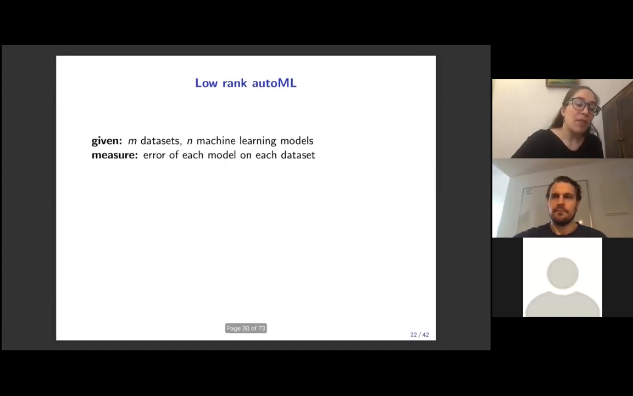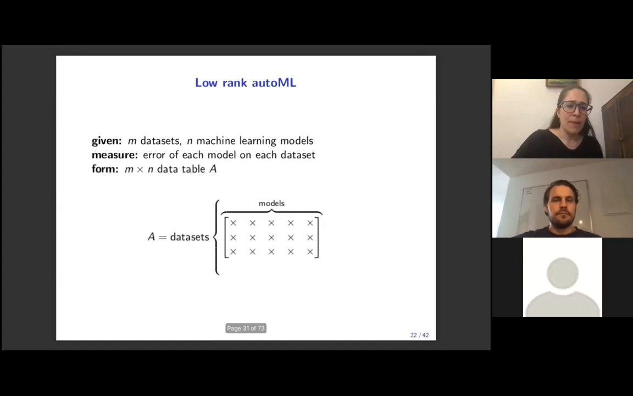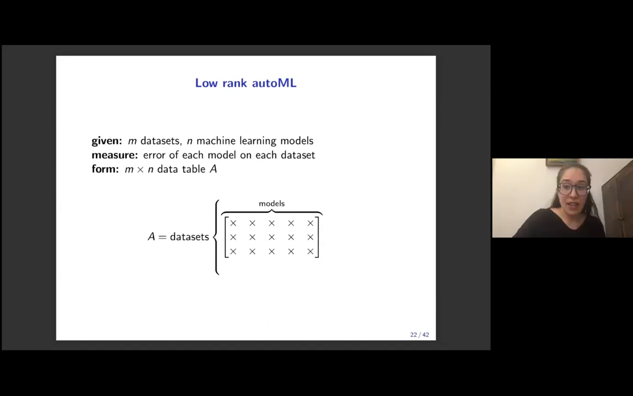What I'm going to do, offline, is measure the error of every model on every data set. Now, obviously, that's very expensive, but I'm willing to do a lot of computational work up front so that when a new data set comes in, I can make a fast decision. I'm going to form an m by n data table A. There's 1 row for every data set, and 1 column for every machine learning model.